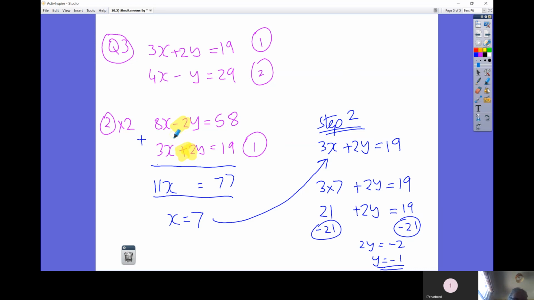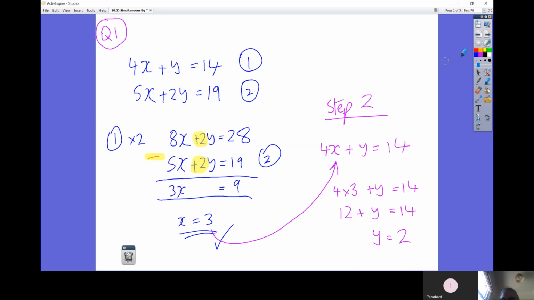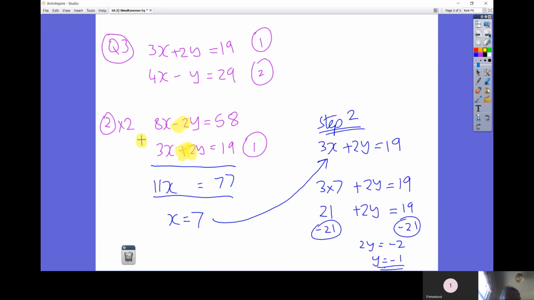Now this is where question 3 is different from question 1 and 2. The bit that you've lined up, the y's, they've got a different sign. Now, if they've got a different sign, to make them disappear, you've got to add the equations together, not subtract. So in question 1 and question 2, the signs were the same, so we subtracted. But question number 3, the signs are different, so you add.